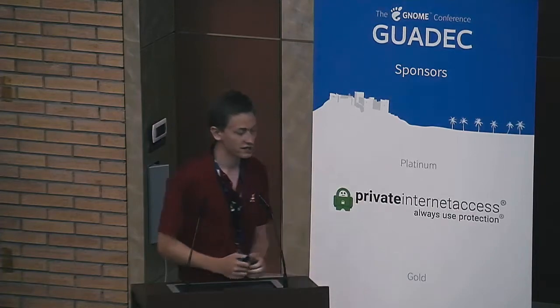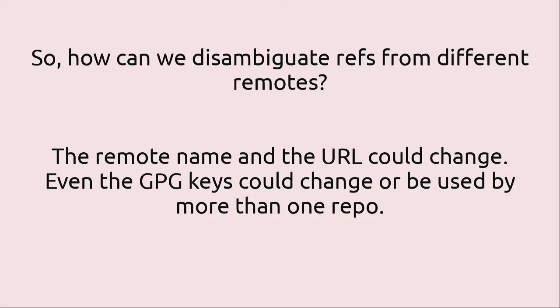So the question is, how can we disambiguate refs from different remotes? As I just said, you can't really use the remote name or the URL. You can't even really use the GPG keys either, even though those are pretty much unique to each remote, because it's not guaranteed that they're unique to each remote, and they can change over time.